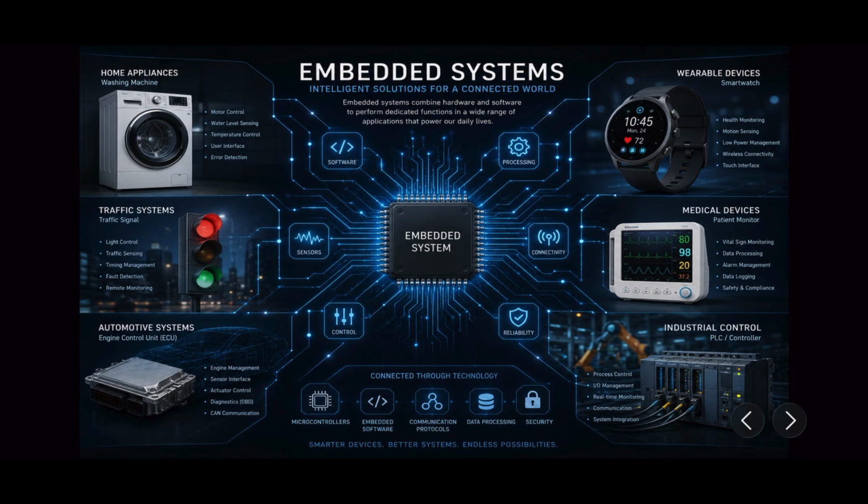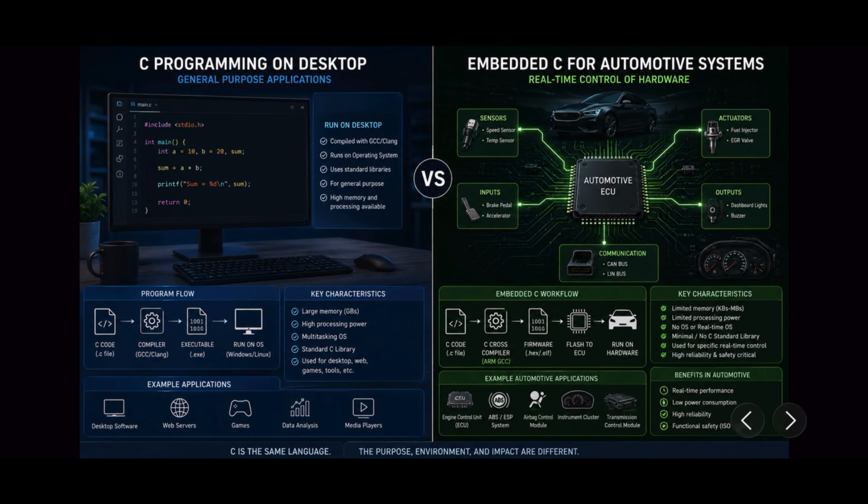Now still some beginners would ask, is embedded C a completely different language? Then no. Embedded C is built on standard C. The difference lies in how we are using it. In normal C programming, you mainly write software for computers. Input comes from the keyboard or mouse. Output appears on the screen. For example, a calculator application, banking application, or a student management system.